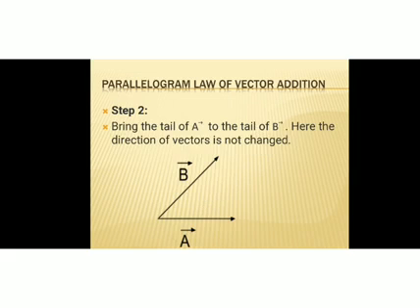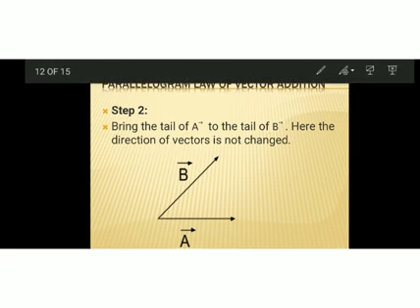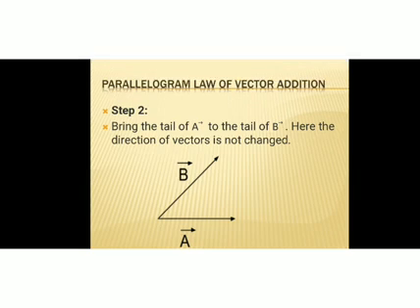Then what is step 2? Bring the tail of vector A to the tail of B, because we can apply the parallelogram law of vectors only if the tails of two vectors or the heads of two vectors are joined together. So in order to apply this law, bring the tail of vector A to the tail of vector B. Here the direction of vectors A and B is not changed. Still A is acting towards the right and B is acting towards the northeast direction.